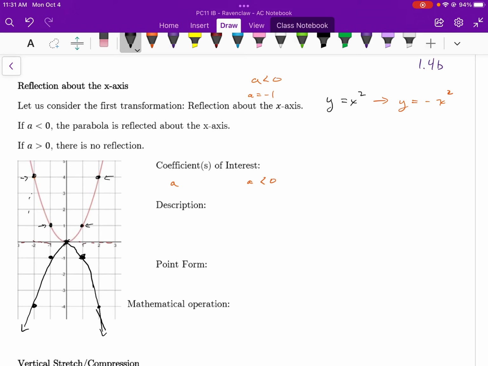So when does this happen? My original graph was y is equal to x squared. When I reflected it, I made a equal to -1. I make a negative. So the new function form is y is equal to -x squared. The coefficient of interest is when a is negative. The description, we call this a reflection about the x-axis.